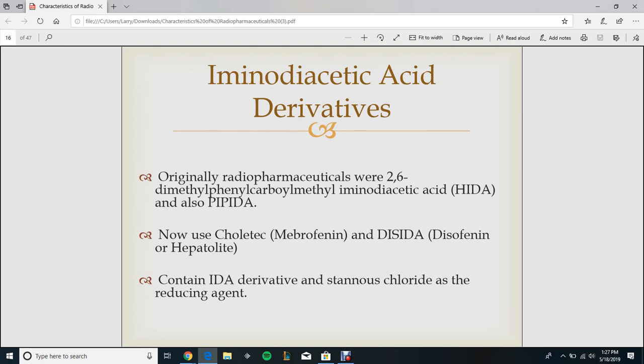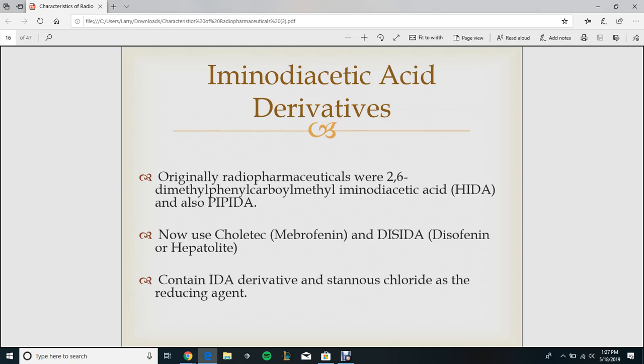Originally, radiopharmaceuticals were 2,6-dimethylphenylcarbamoylmethyl aminodiacetic acid, which is HIDA, and also PIPIDA. They now use Choletec, which is mebrofenin, and Disida, which is disofenin or Hepatolite.